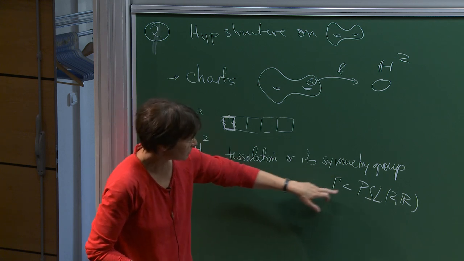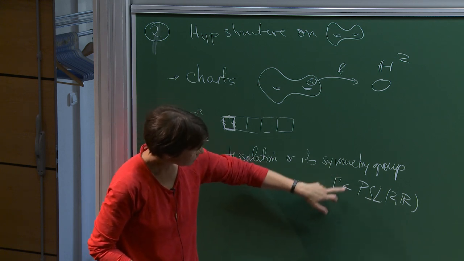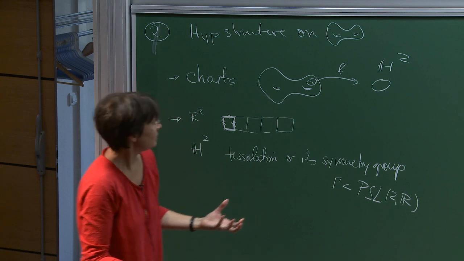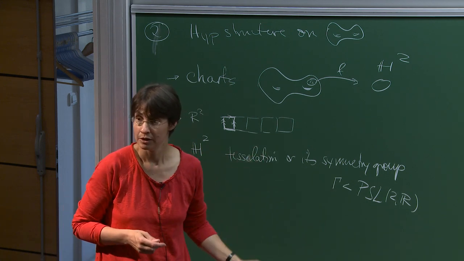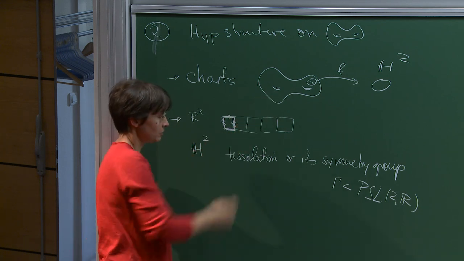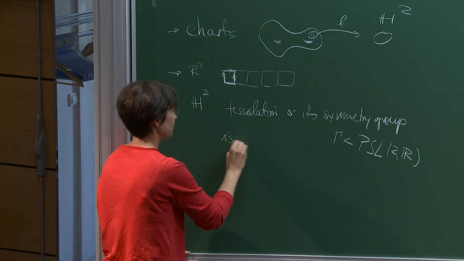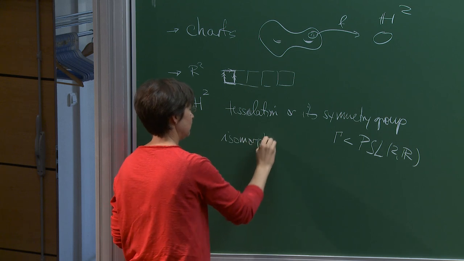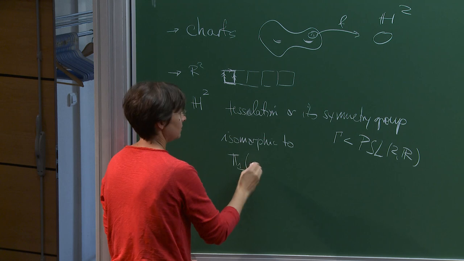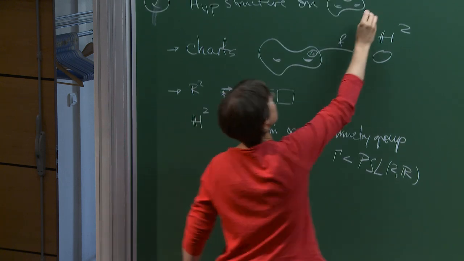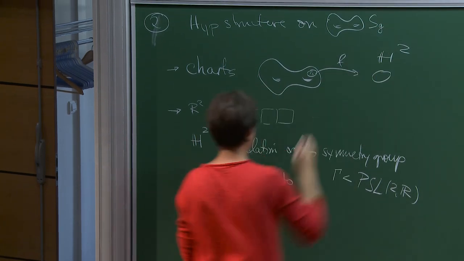And of course, for this group to really give you a surface, this group will have to be isomorphic to the fundamental group of that surface. Let me just write this, or let's call the surface S_g.